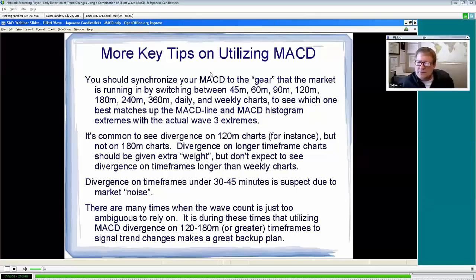Any questions about that? That's a real key to what I do and how I use the MACD and how I synchronize my time frame that I'm counting on. And I use the wave 3s to synchronize the MACD so that I can see which time frame is going to give me the highest quality divergence reading coming up.